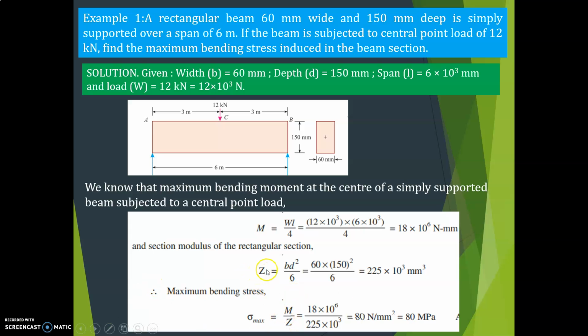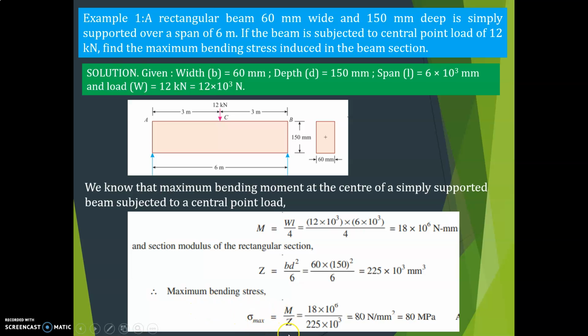So I use this. Z is equal to BD square by 6 for rectangular section. So B is 60 into D is 150, so 150 square divided by 6 is equal to 225 into 10 raised to 3. Now maximum bending stress is given by sigma maximum is equal to M divided by Z, or we can write M into y divided by I, that is M into I divided by Y maximum. In that case you have to calculate Y maximum. Y maximum is 150 divided by 2. Anything is fine. Okay. So now we will use this formula.